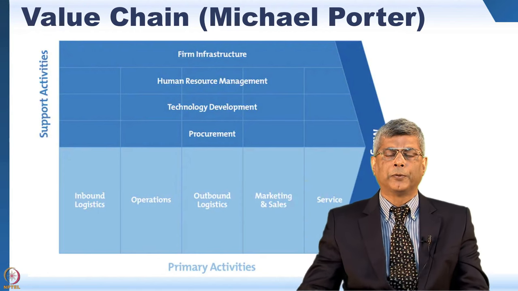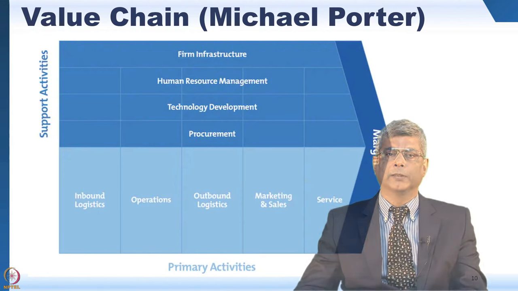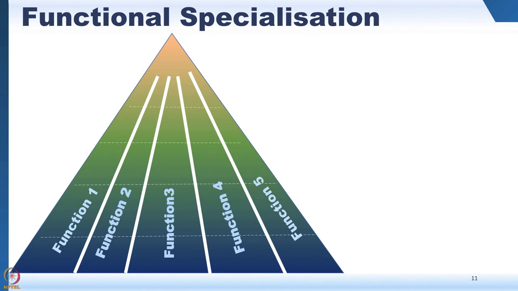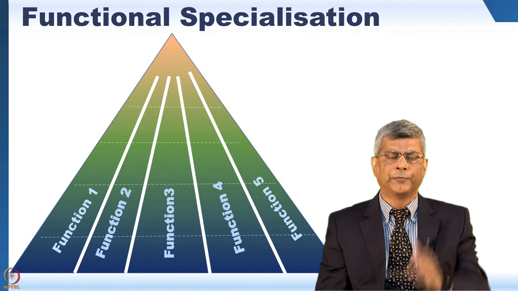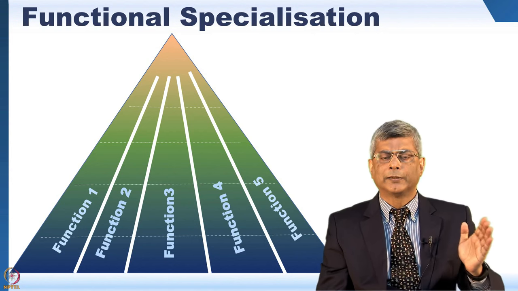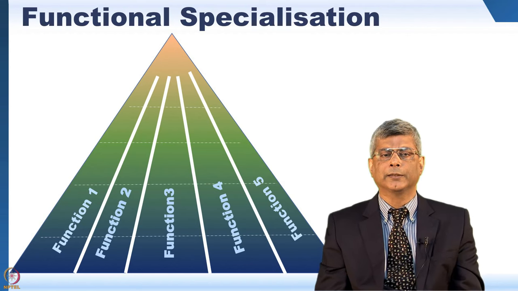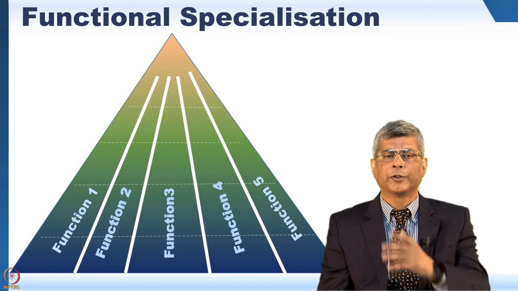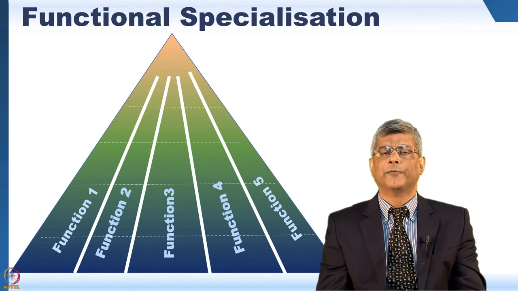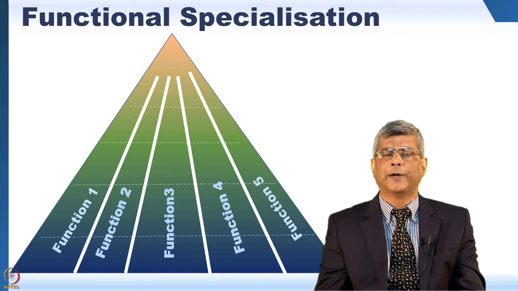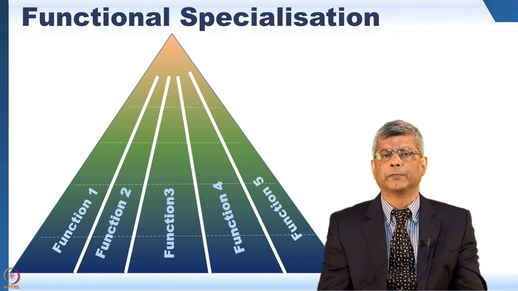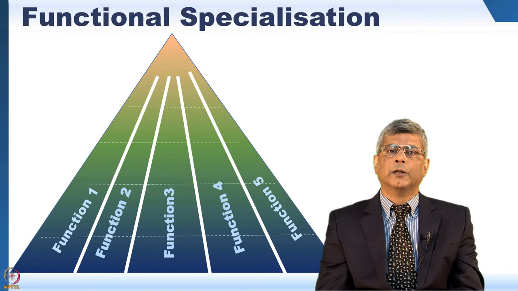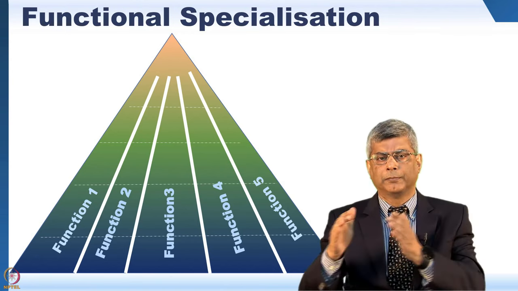I have so far talked about the vertical layers of a company, but a company also has what is called functional specialization, which means there are functions. And if you look at the chart, you will see functions. There are many functions. Function one may be marketing. Function two may be finance. Function three may be advertising. Function four may be production. Function five may be quality management. Function six may be accounting or HR or external relations. So there's also functional specialization in a company.